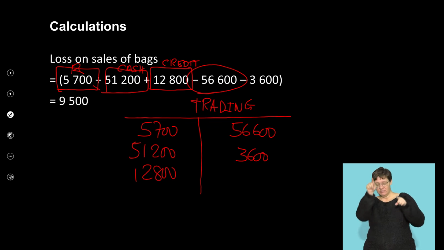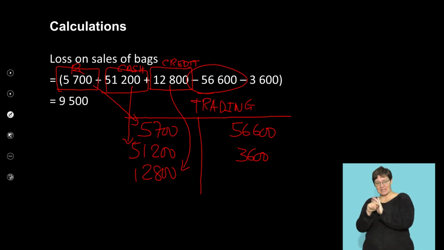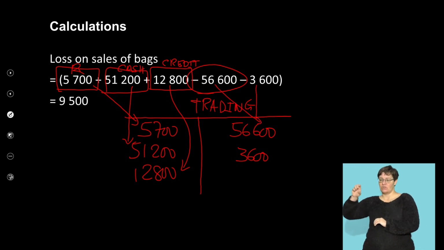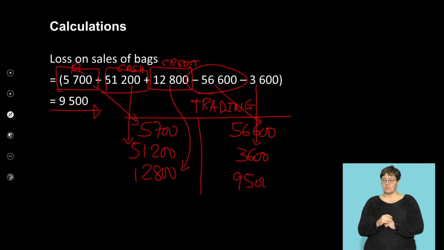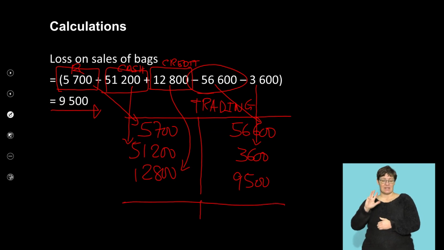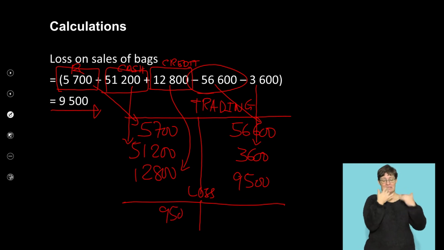Watch. 5,700. You're adding 51,200. You're adding the 12,800. Why? All on the same side. Minus the 56,600 because it's on the opposite side of your account, minus your closing stock, which is on the opposite side. And you will notice here that you have a loss of 9,500, meaning you're crediting this account with 9,500, and obviously you're going to debit a loss on sale of plastic bags of 9,500.